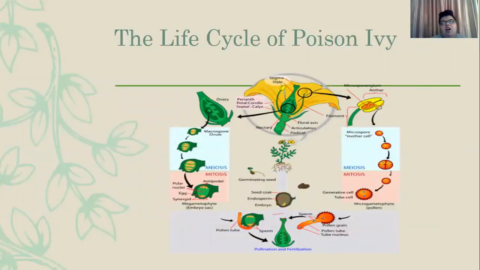The poison ivy are autotrophs, meaning that they make their own food. This process is known as photosynthesis. They get the energy from the sun, and they also use carbon dioxide to make food. Their food is sugar, and what they release is oxygen.